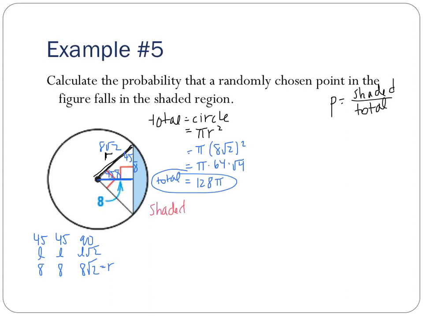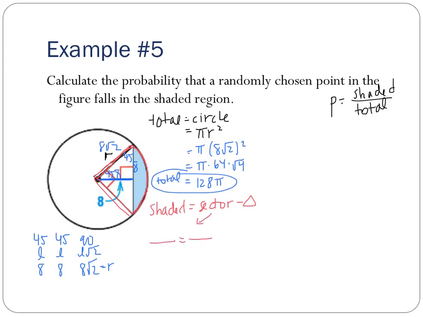This is definitely going to be more difficult. So I need to think, what can I do, what can I subtract so that I end up with that shaded portion? What I'm going to do is I'm going to look at this sector. I'm going to find the area of the sector, and then I'm going to subtract the triangle, the big triangle, that is. So let's start with that sector.